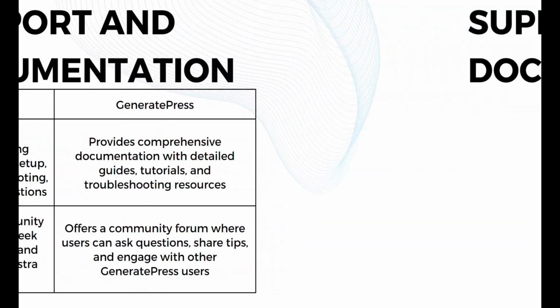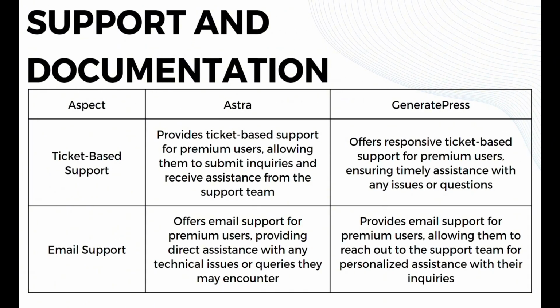GeneratePress users. And aside from that, in terms of ticket-based support, Astra provides ticket-based support for premium users, allowing them to submit inquiries and receive assistance from the support team, while GeneratePress offers responsive ticket-based support for premium users, ensuring timely assistance with any issues or questions. And in terms of email support, Astra offers email support for premium users, providing direct assistance with any technical issues or queries they may encounter, while GeneratePress provides email support for premium users, allowing them to reach out to the support team for personalized assistance with their inquiries.